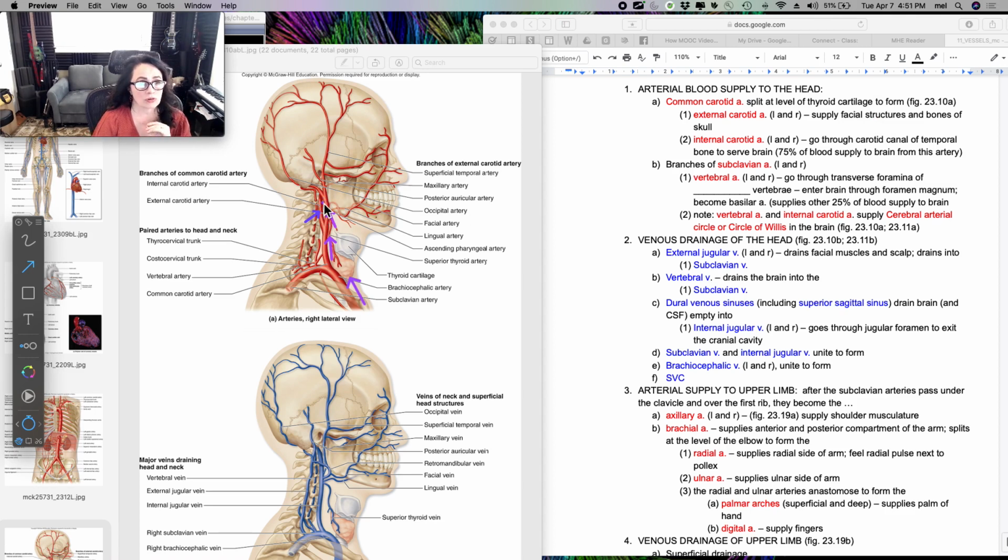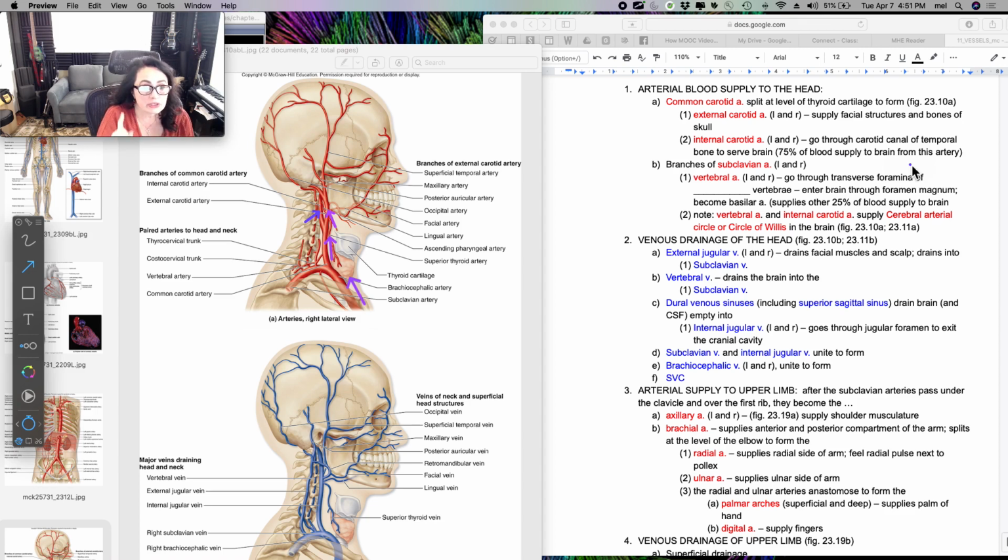And the internal carotid artery is going to go inside the skull, and it's going to go through the carotid canal of the temporal bone. And the left and right internal carotid arteries are going to serve about 75% of the blood supply to the brain, go through that pair of arteries, okay?